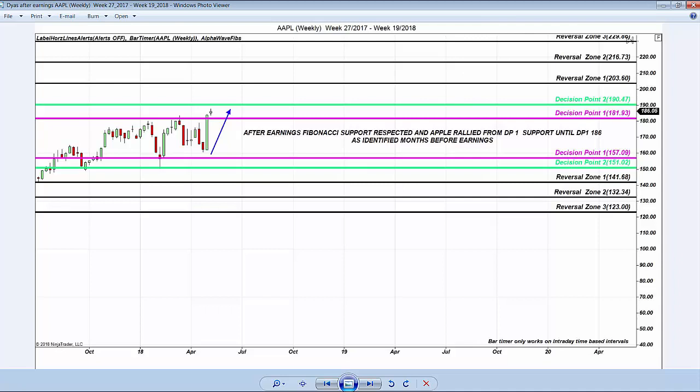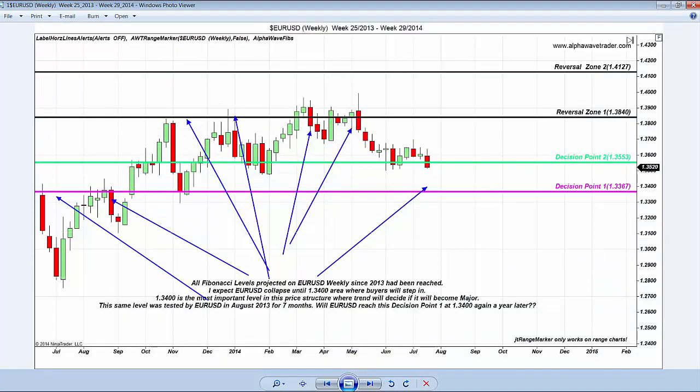Just like it's shown on Euro. Do you remember what happened on Euro in 2014 when Euro was at reversal zone? One of the most favorite charts in the course. Students call this chart peacock chart. Do you remember Euro 3900? Absolutely no surprise where Euro collapsed from.